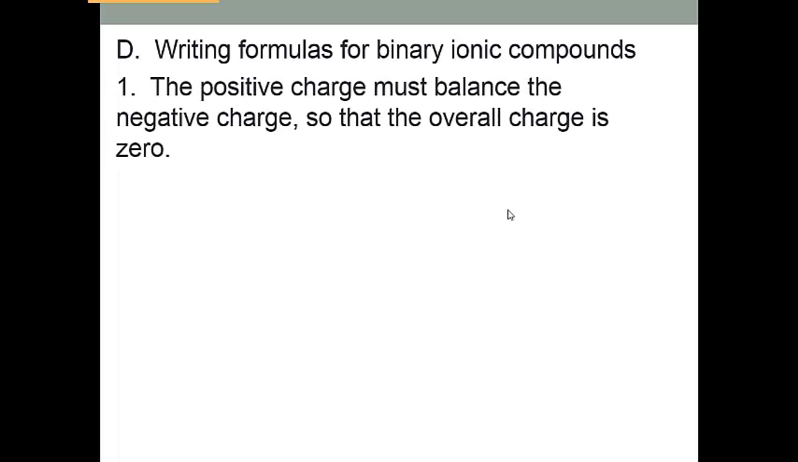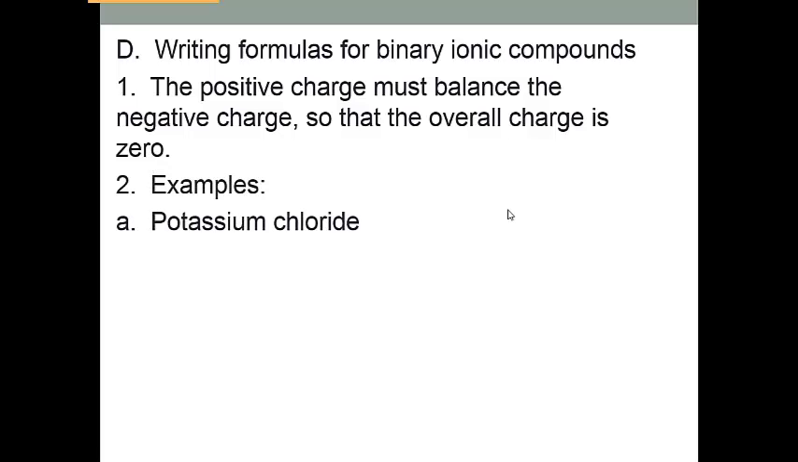When we're writing a compound, the positive charge must always balance out your negative charge. When we do our math, your plus charge and minus charge have to equal 0. That absolutely has to happen. For example, if we have potassium chloride, we know that potassium is the letter K with a +1 charge, and Cl, chlorine, is a -1 charge, and those already balance each other out. The +1 and the -1 balance each other out. So KCl is fine for the formula.